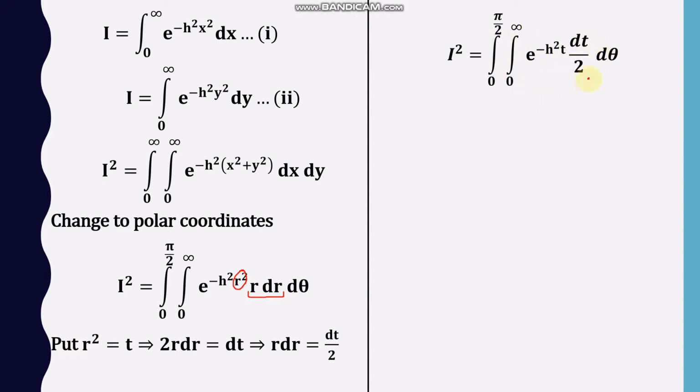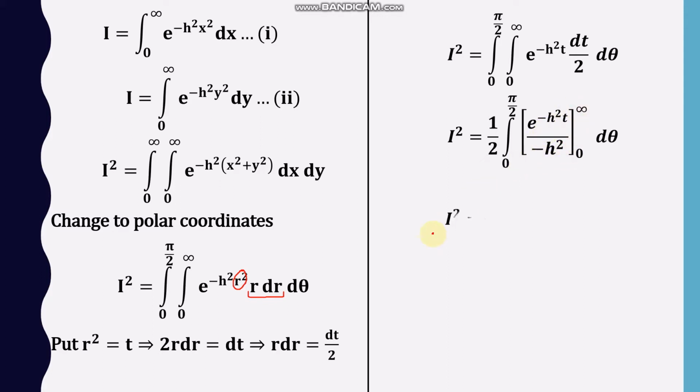Now we can integrate this integral with respect to t. I have taken 1 by 2 outside. So it will be e raised to power minus h square t upon minus h square. When we integrate e raised to power minus a t, the constant comes below, so the constant is divided. Now just put the limits.